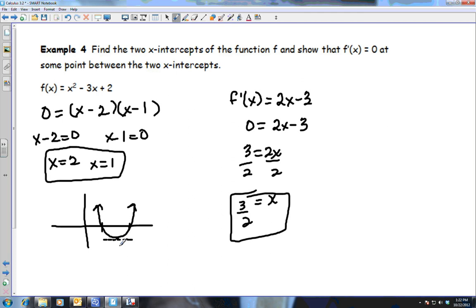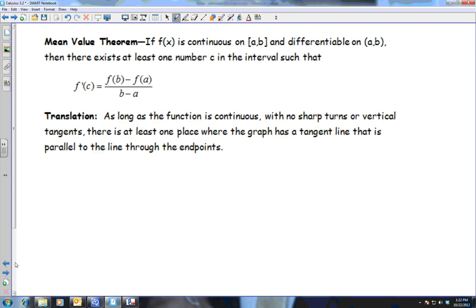Okay, the second theorem we're going to talk about is the mean value theorem. Okay, here's what the mean value theorem says. If f of x is continuous on a closed interval AB and differentiable on an open interval AB, then there exists at least one number c in the interval such that f prime of c equals f of b minus f of a over b minus a. And this right here is actually your slope formula that you learned in Algebra 1 and Geometry.